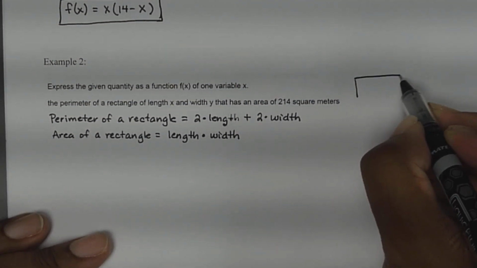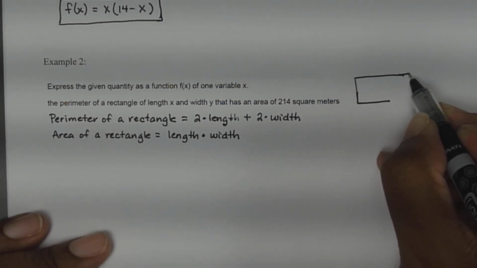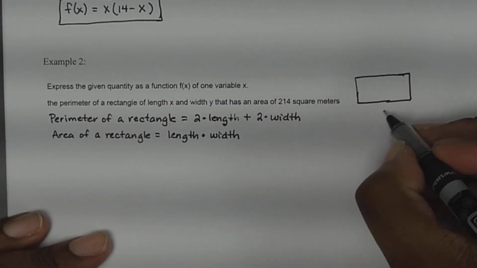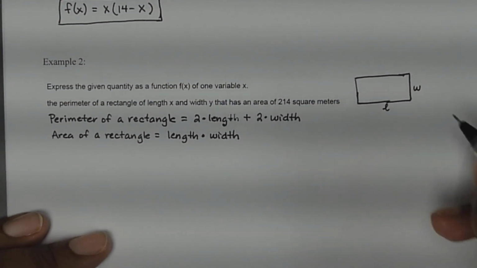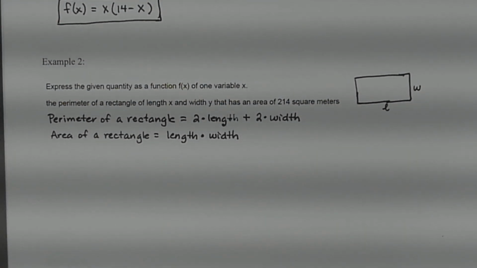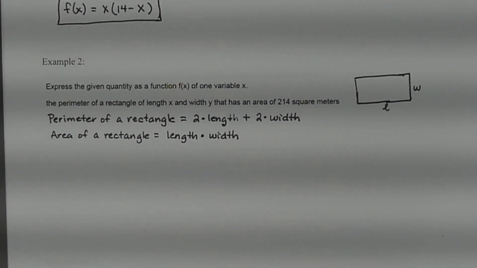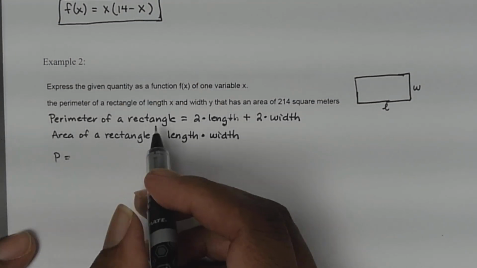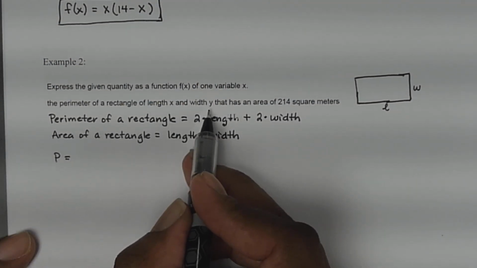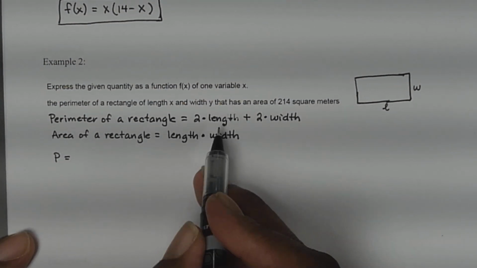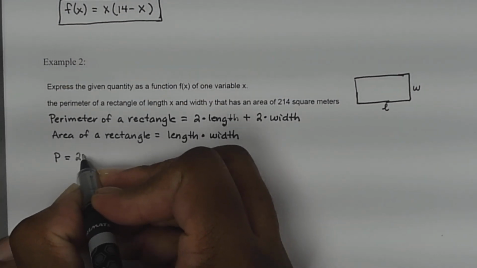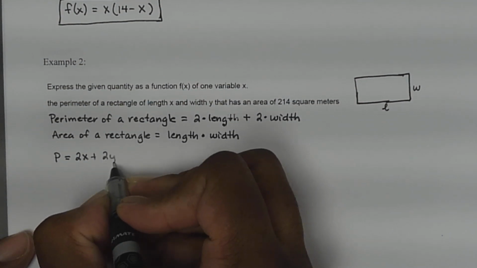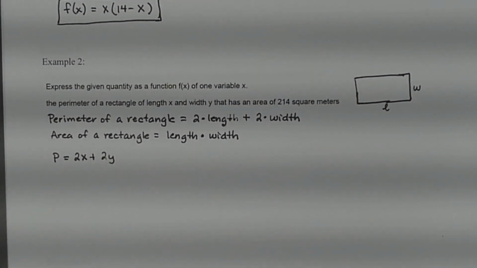You do need to know what a rectangle looks like, by the way, visually. It does have a length, which I'm going to call L, and W will be your width. Okay? So in this case here, the perimeter of a rectangle, which I'm going to label as P, has a length x and a width of y. So that perimeter will be 2 times the length, or 2 times x, plus 2 times the width, which will be 2 times y, because x is the length and y is the width.